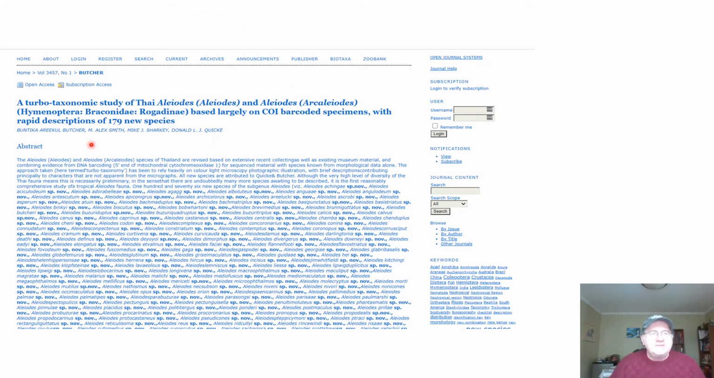This was an initial study. They described 179 new species in one paper. Look at the abstract there. You can see all those new species there. Well, the lead intellect here, I think I'm going to put the blame on Mike Sharkey down here. He's just this year come out with yet another paper with the same idea.